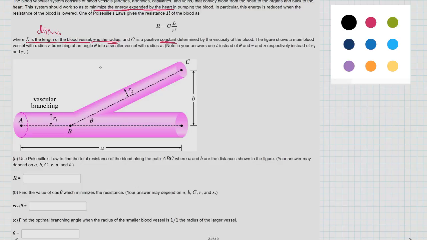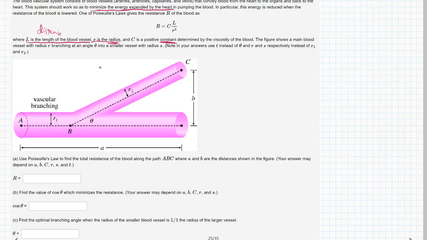Okay, so the first part says use Poiseuille's law to find the total resistance of the blood along the path ABC. This C is different, so it's not the constant, just a point. So don't confuse that. These two C's are not the same. Where A and B are the distances shown in the figure. Okay. So taking a look at this is going to be tricky, but I think we can do it. So we've got to try and work with what we have here.